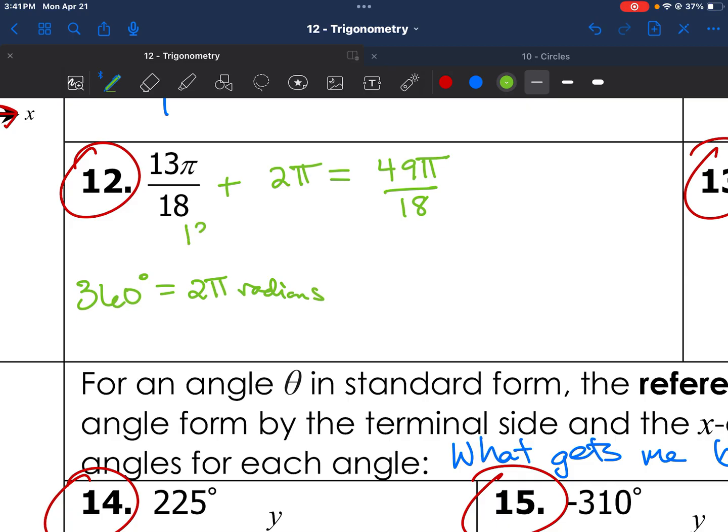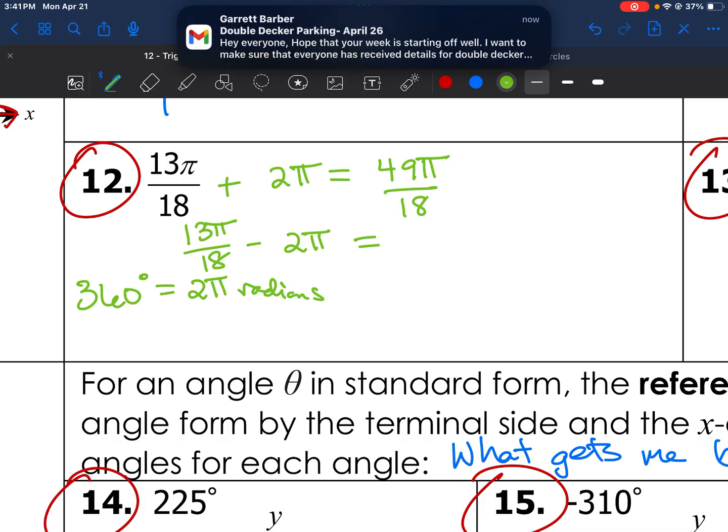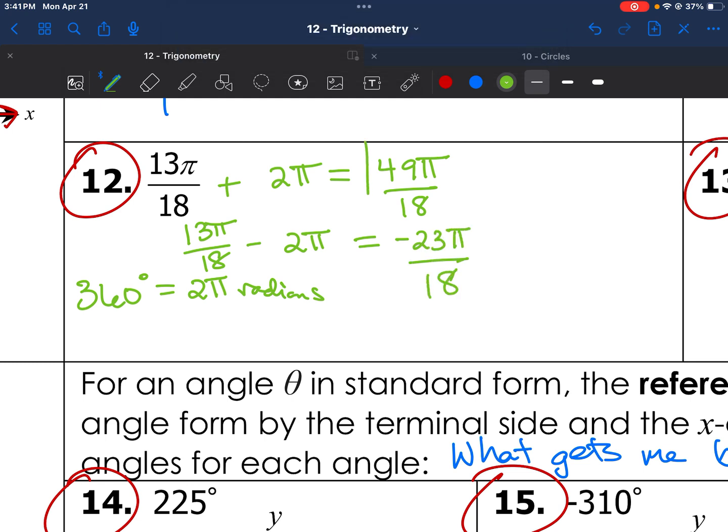And then if I do the other way, 13 pi over 18 minus 2 pi. And again, feel free to do this in your calculator. You don't have to put the pi in there. You can just do 13 over 18 minus 2. And this should give you negative 23 pi over 18. And these would be two coterminal angles.